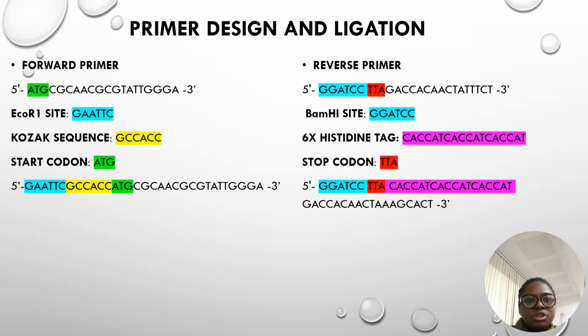Primer design and ligation. To successfully clone the HER2 gene, forward and reverse primers were carefully designed. The forward primer included an EcoRI restriction site, the Kozak sequence for efficient translation, and the start codon, which is the ATG. The reverse primer contained the BamHI restriction site, the stop codon, as well as a purification His-tag sequence for downstream protein purification. This setup ensures proper orientation of the gene into the multiple cloning site of the vector and its efficient expression.